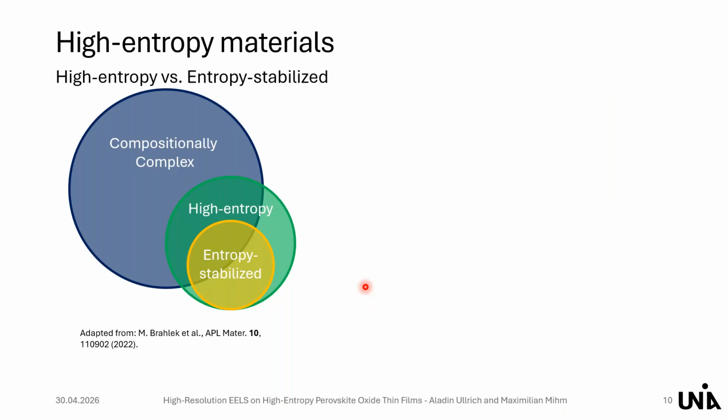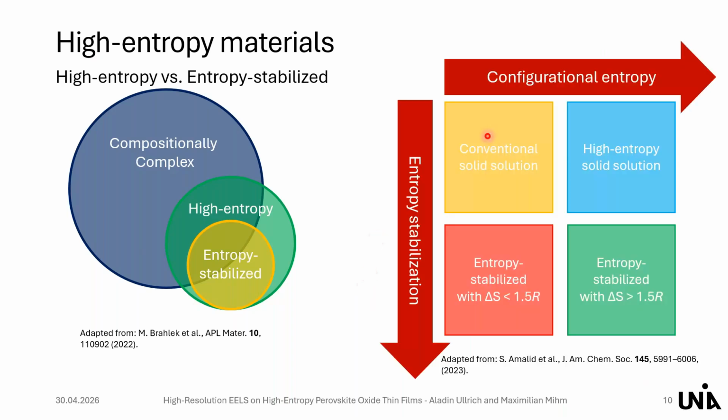But if we have a material with a low entropy that is not entropy stabilized, we can call it a solid solution. But if we have a material which has a high entropy and is not entropy stabilized, we have a high entropy solid solution, or a high entropy material. On the other side, we can have a material with low entropy which is entropy stabilized. But we can also have a high entropy material which is entropy stabilized.